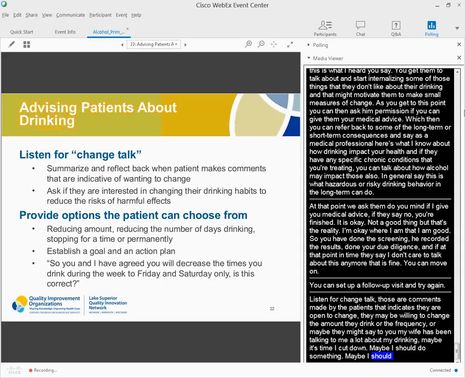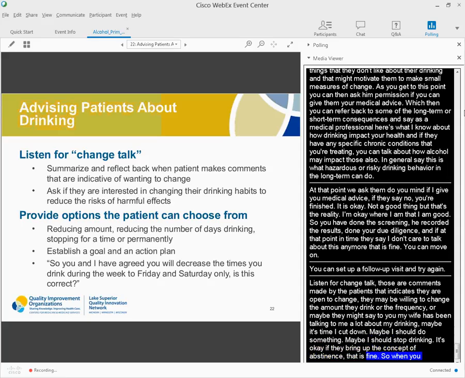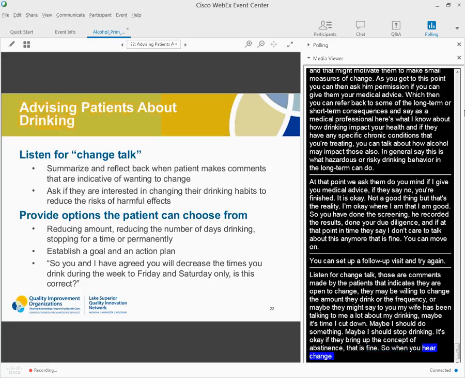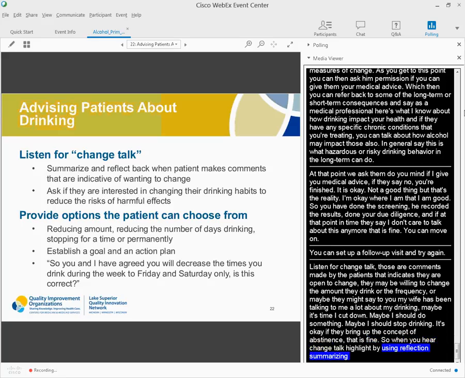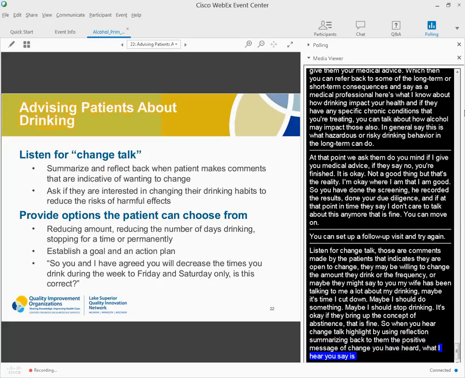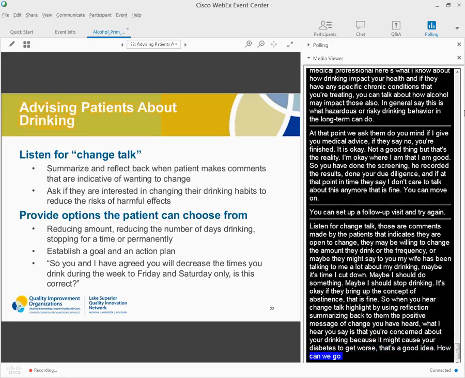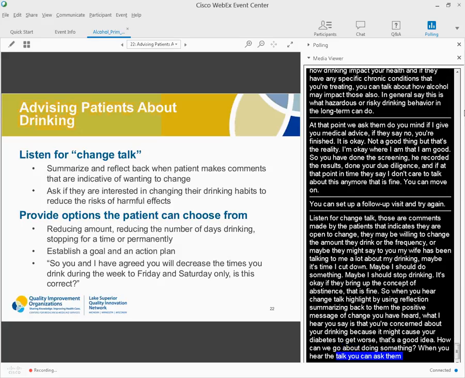That's fine. So when you hear change talk, highlight these by using reflection and summarizing back to them the positive message of change you heard. What I hear you saying is that you're concerned about your drinking because it might cause your diabetes, your peripheral neuropathy to get worse. I think that's a good idea. How can we go about doing something about that? So, when you hear the change talk, you can ask them directly if they're interested in stopping drinking, changing their drinking patterns, or reducing the risk of future problems.